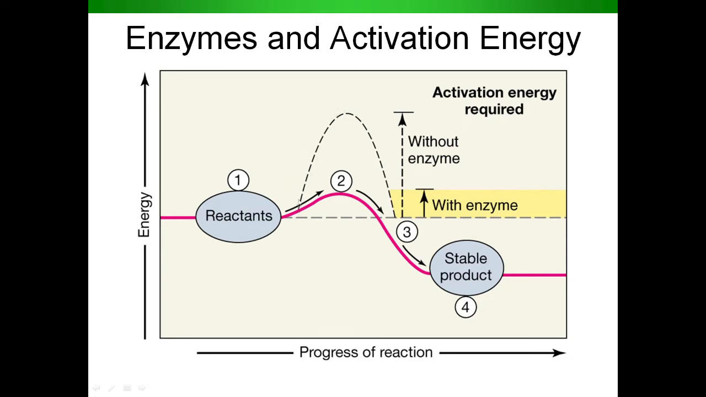Okay. Now, this dotted line right here represents the amount of activation energy that's required to make this generic chemical reaction take place. Right? That's without an enzyme. This is the amount of energy that you have to add to the reaction to make it go. Right? This translates into heat. Right? This would increase body temperature so much that you could denature the proteins in the body. We don't want that to happen.